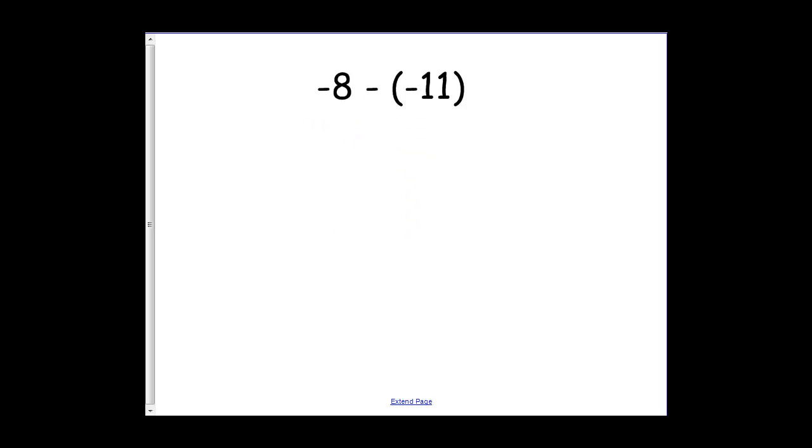Last one on number 1, -8 minus -11. Again, you should get used to this by now. Add the opposite. In this case, add a +11. Are they coming together or battling? They are battling. Looks like the positives are going to win, and the difference between 11 and 8 is 3. You should get a +3 on 1D. That takes care of the first 4 problems.